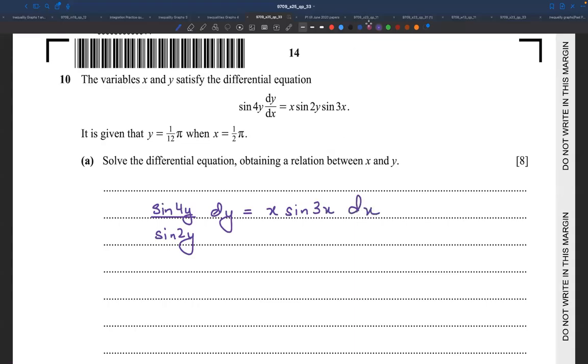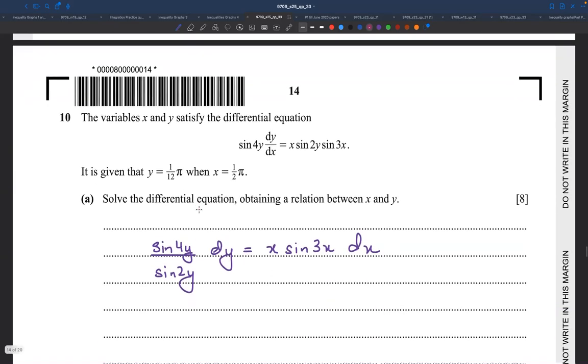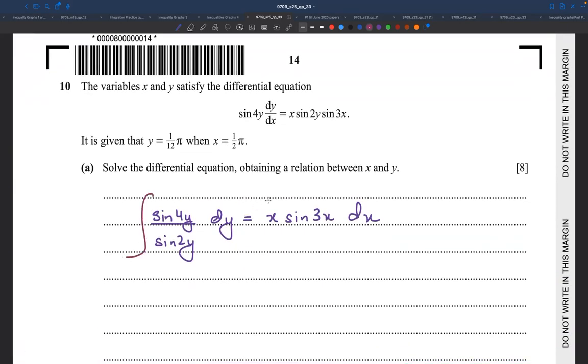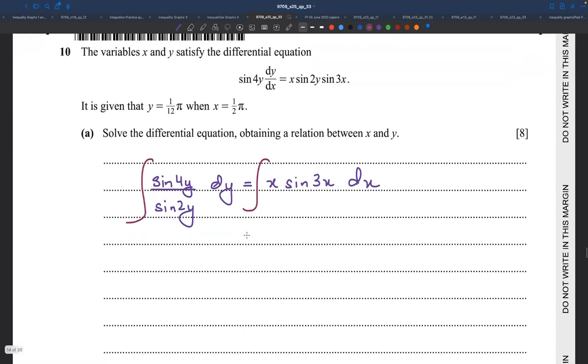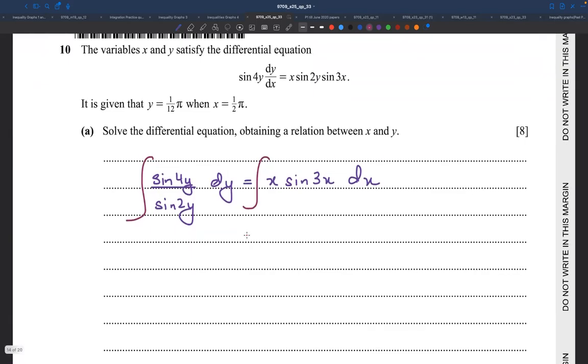So the first step we always do in differential equations is we separate the y terms with dy and the x terms with dx. That's the first step. The next step is we integrate. Now we integrate both the sides. I'll put the integration sign on both the sides. Now to integrate sine of 4y upon sine of 2y, I will have to use an identity over here. So for sine of 4y, I can use an identity. I know that sine of 2a is equal to 2 sine a cos a.